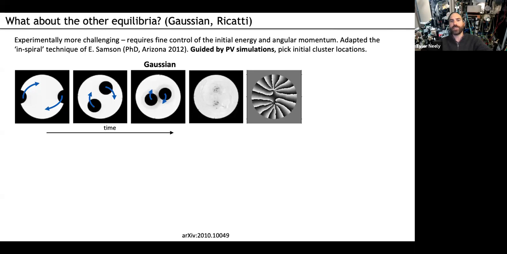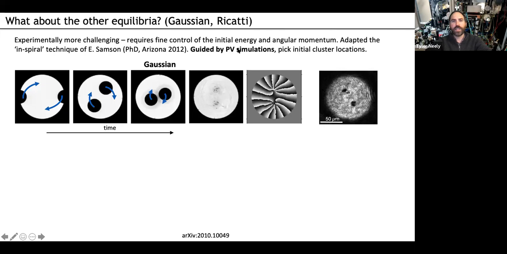But there was this technique from Carla Sampson's thesis, back again in Brian Anderson's group, where you can take a barrier and spiral it in from the outside. And this, in the end, creates a bunch of pinned vortices that follow this barrier into the condensate. And then by removing the barrier, you end up with the clusters of vortices freed into the condensate. And so here's what that looks like in the experiment.